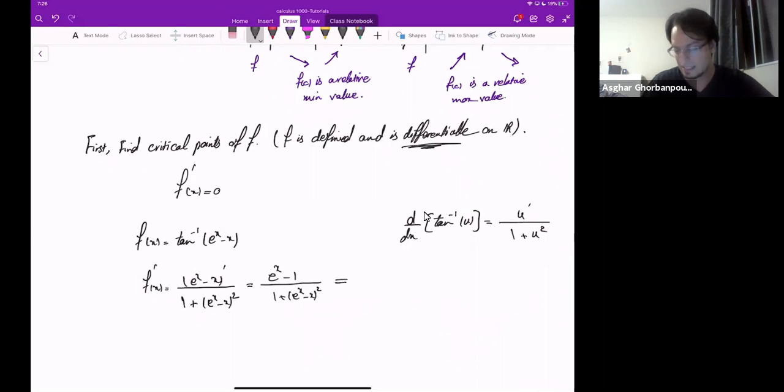If we set this to be equal to 0, you have a quotient of two functions. If the whole thing is equal to 0, it means that the numerator must be equal to 0.